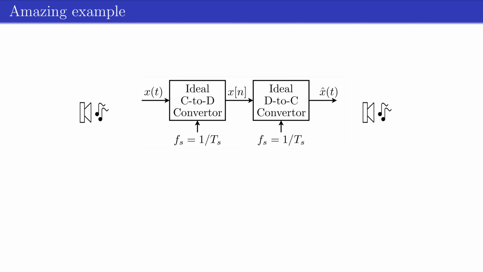Now we use a continuous time chirp signal as input for the same cascading of an ideal C to D and D to C converter. A chirp signal is a signal whose frequency increases with time, and it sounds as follows.